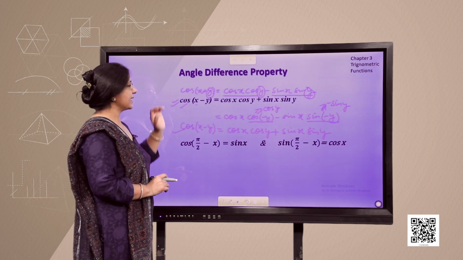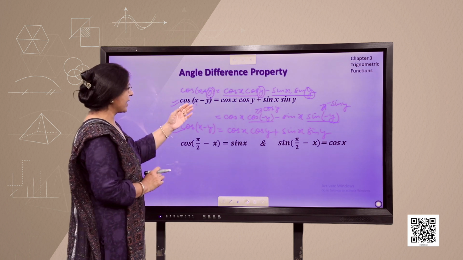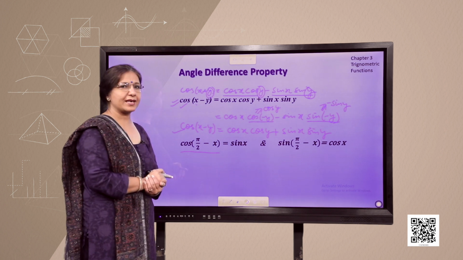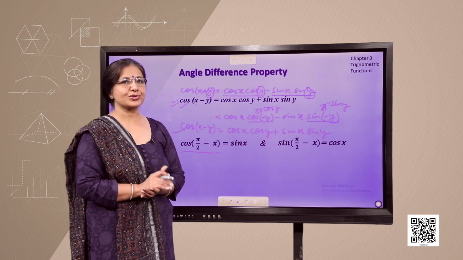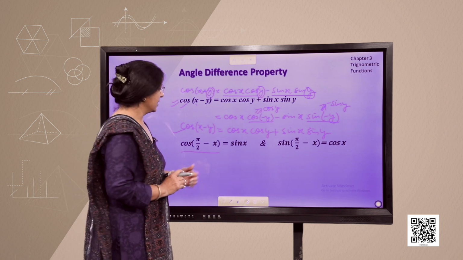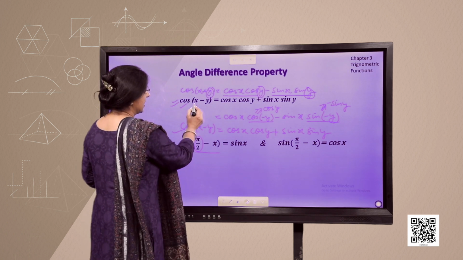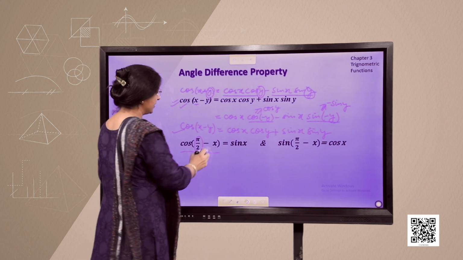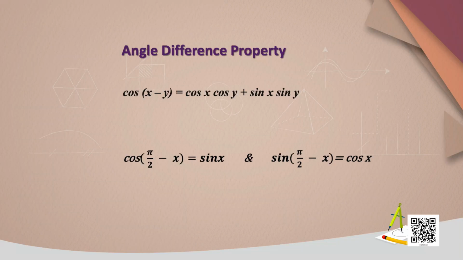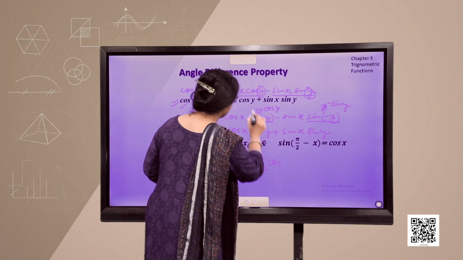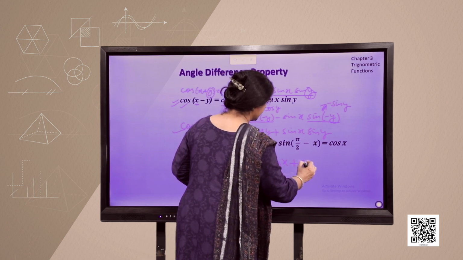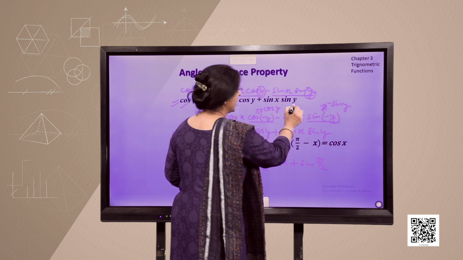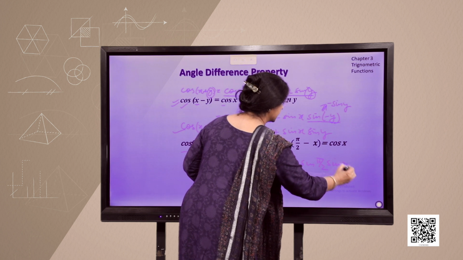Now with the help of this identity, x minus y, that is the difference of two angles, we can prove cos(pi/2 minus x) is equal to sin x, that you were already using in your earlier classes, but you didn't know the reason. Now we show you the reason. Just replace x by pi/2 and y by x in this formula. So writing it, cos(pi/2 minus x) is equal to cos pi/2 cos x plus sin pi/2 sin x. Now what do we get?